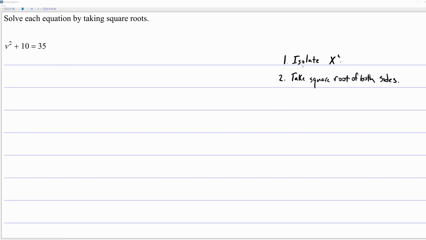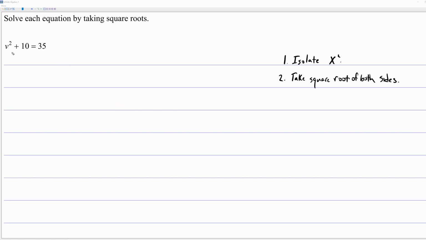In step number one, you isolate the quadratic term. Now, I wrote x squared because we like to use x as our variable. In this problem, we're using v as the variable. It's the same thing. So you want to get the quadratic term, the square term, by itself. And once you do that, you take the square root on both sides. There's one small technicality that we'll get to, and that's how you solve quadratics by taking roots.